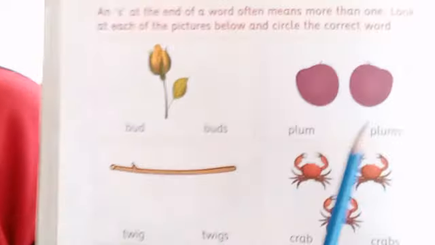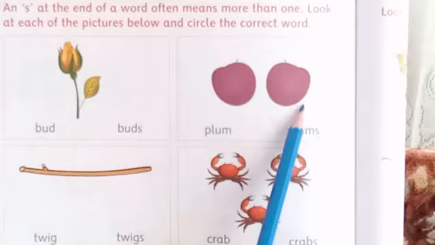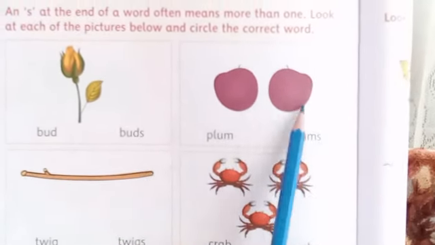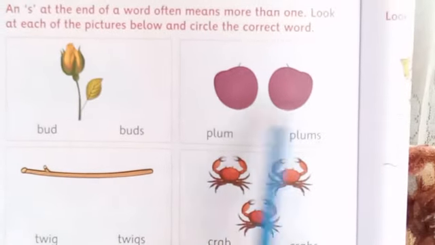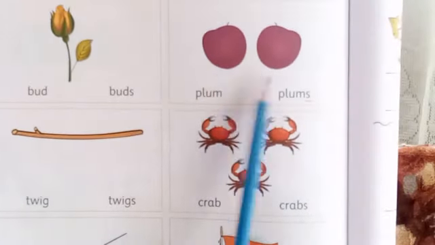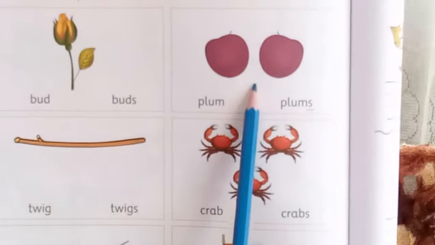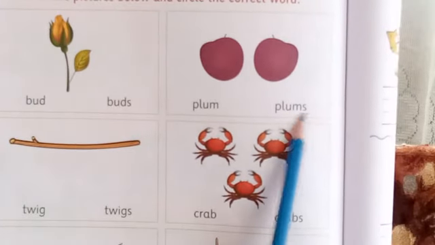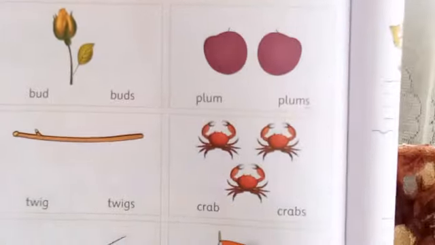Here, next one is, these are plums. Okay. So, do we have one plum or many plums? Here we have many. Why? Because more than one plum. Here we have two plums. So what do we say? Do we say plum or plums? Here we have plural. So the word plum will end with s sound. So this is the correct answer for this picture.